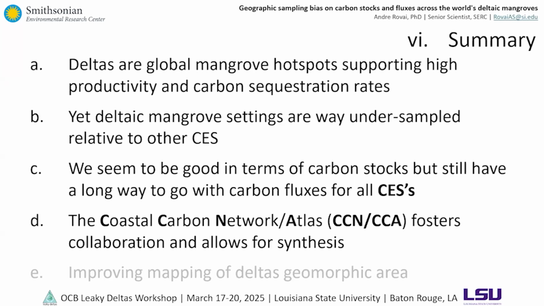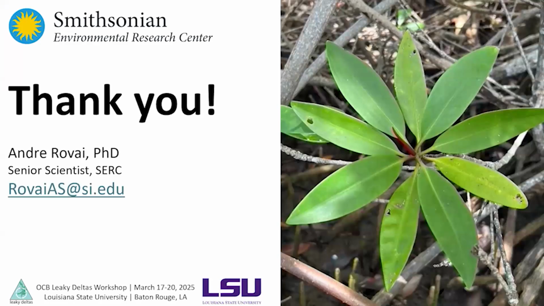The Coastal Carbon Library and Atlas is a good way to mitigate some of that bias. And improving the mapping of deltas' geomorphic areas should be a priority. So again, we can work with all kinds of tidally influenced vegetation formations, right? From mangroves, saline marshes, brackish, freshwater, to tidal freshwater forested wetlands and so on, as sea level rises and changes the landscape under our noses.